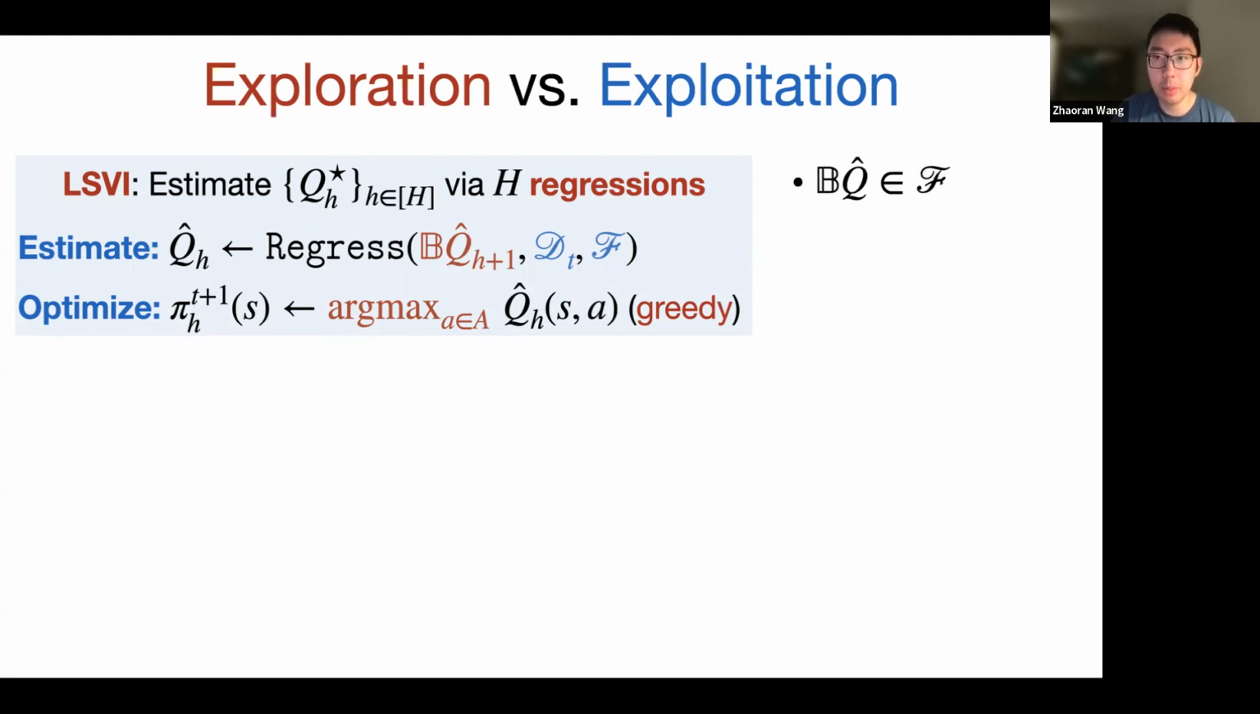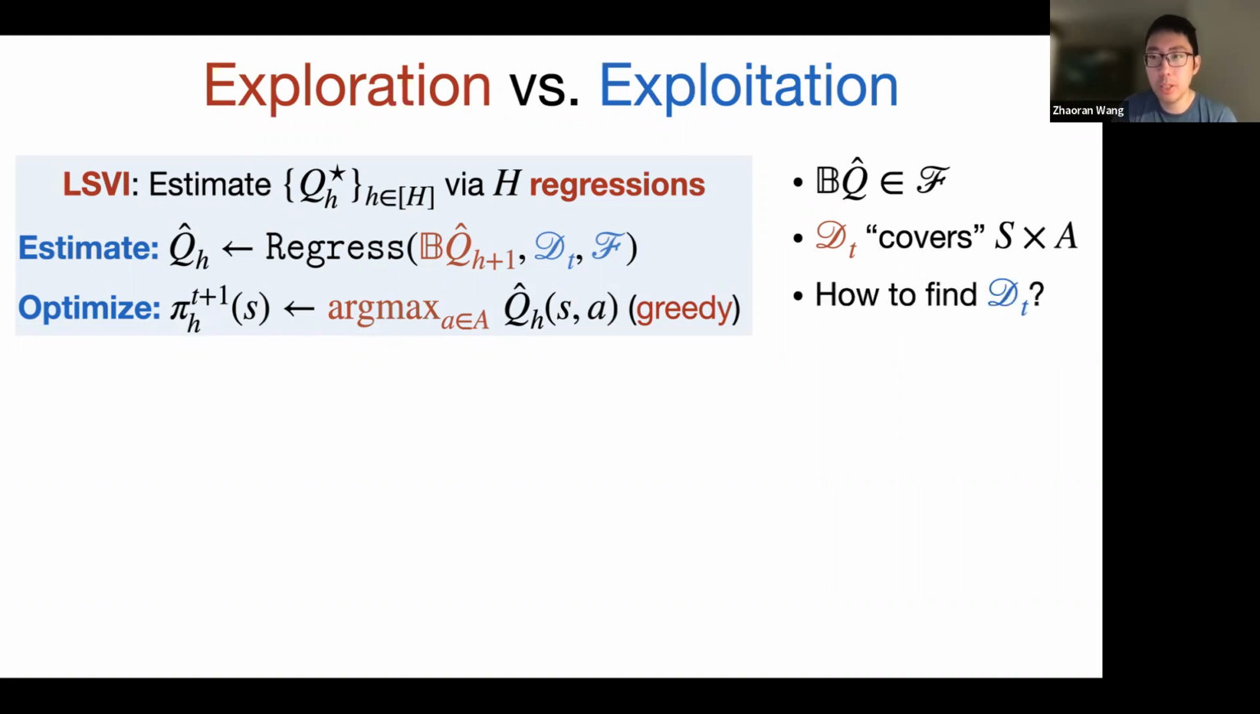Again, the assumptions are, first of all, I hope the function class is rich enough to capture the image of the Bellman operator. And second, I hope the data set can cover all the states and actions. But this is indeed kind of impossible in practice, because you're collecting the data set from scratch and you're adding one trajectory to the data set each step. So at the beginning, you cannot hope this is true.